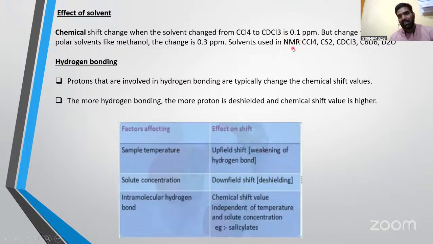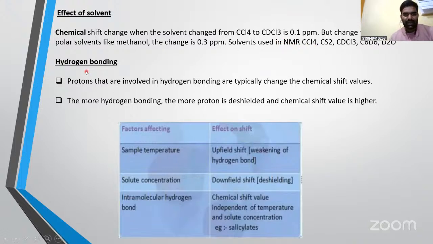Solvents used in NMR are CCl4, CS2, CDCl3, C6D6, D2O. These are the solvents which are used in NMR.